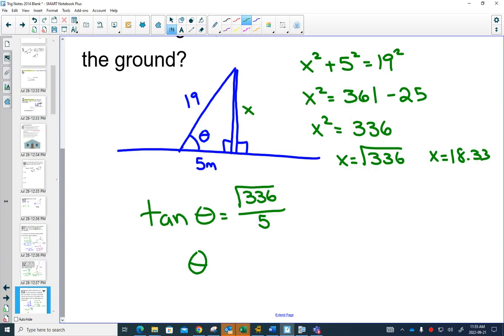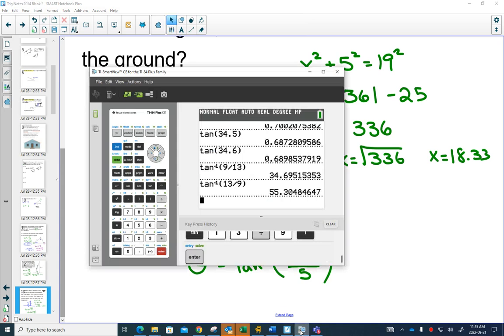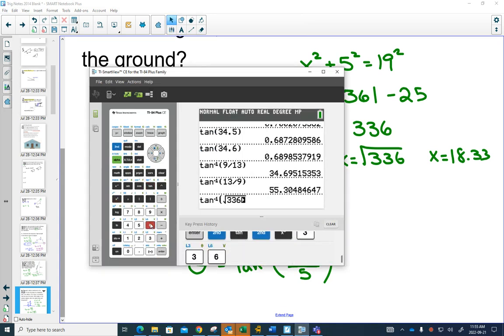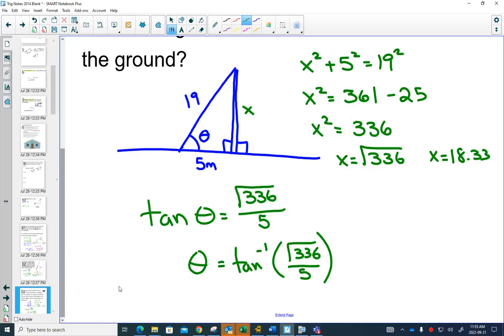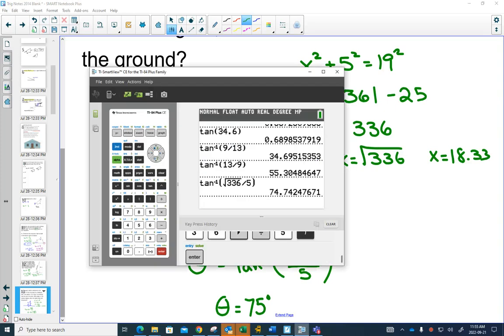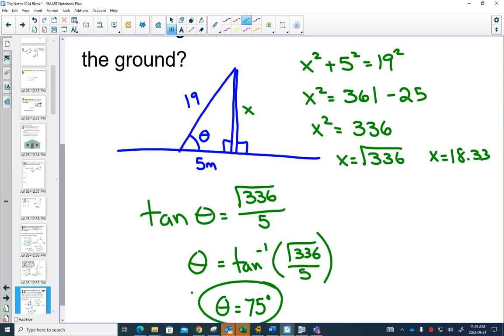Because the opposite of tan is tan inverse. So if I tan inverse it, I go to my calculator. I go tan inverse of the square root of 336 divided by 5. 74.74. Does it say to round this? Nearest degree? 75 degrees.